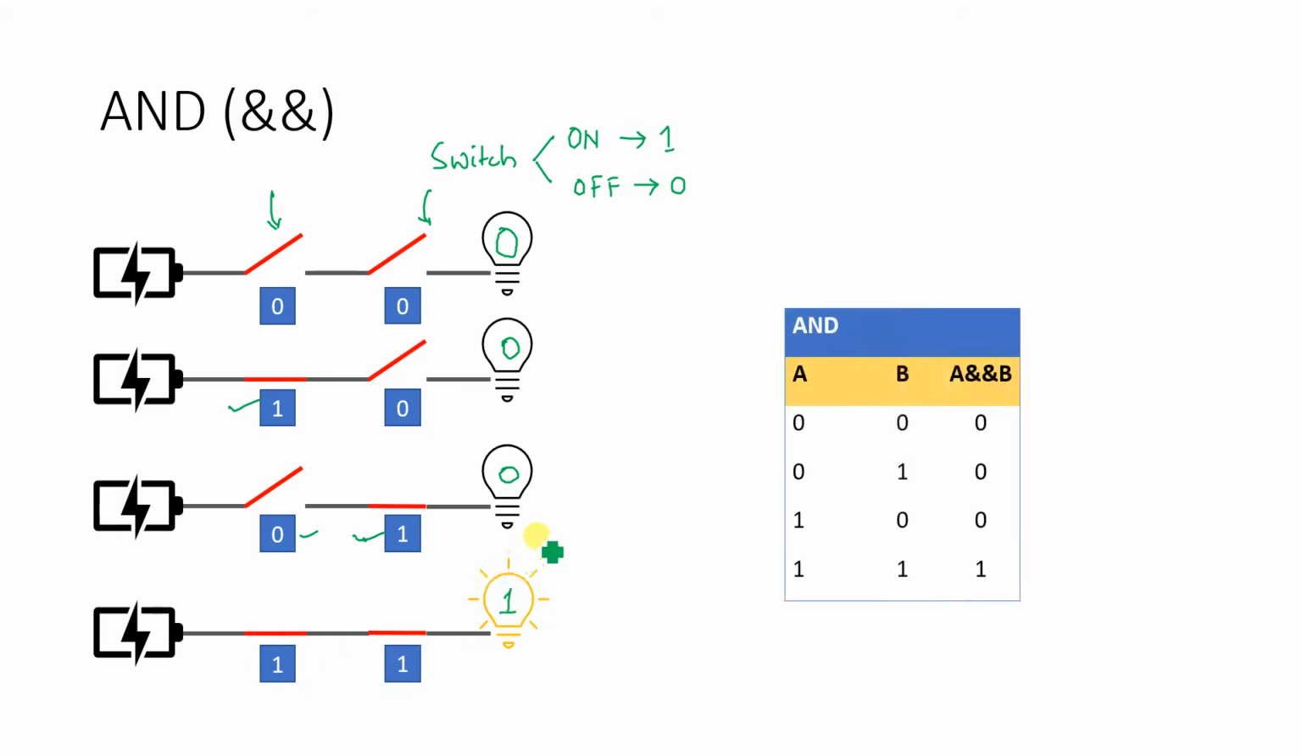So I have drawn the AND operation table. Here you can see whenever the inputs are 0, 0, the bulb will not glow. If any of the inputs is 0, the bulb will not glow, which means the output will be 0. But whenever both the inputs are 1, 1, only then the output will be 1. I hope you understand how the AND operation works.